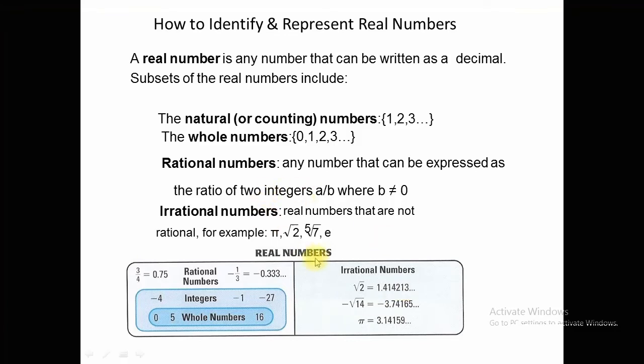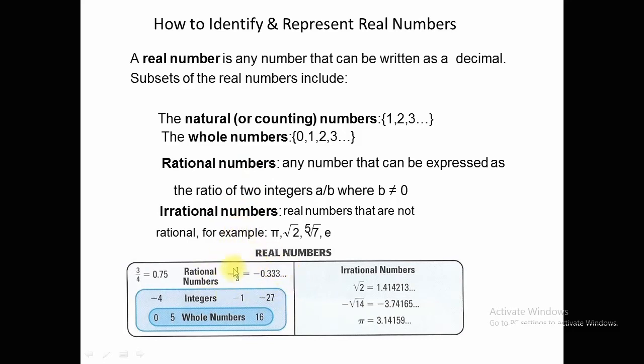So the union of rational numbers and irrational numbers is equal to the real numbers. Now, what is a rational number? Any number that can be expressed as the ratio of two integers, like a by b, where b does not equal 0. And what is an irrational number? A real number that is not rational. For example, pi, under root 2, 5 under root 7, and the exponential e. These are examples of irrational numbers. But what is the difference between rational and irrational numbers? In the next coming slide, I will tell you about the difference between the rational numbers and irrational numbers.